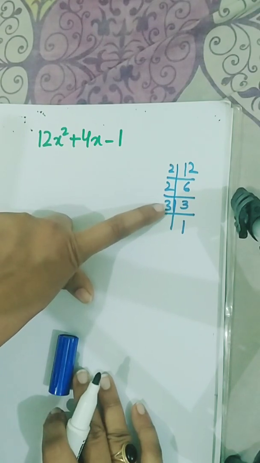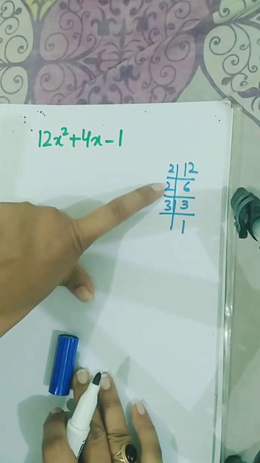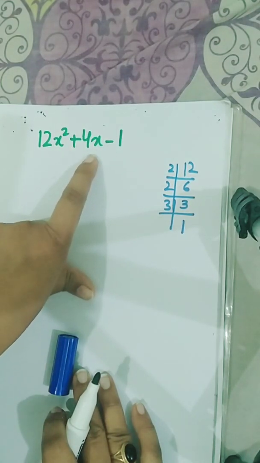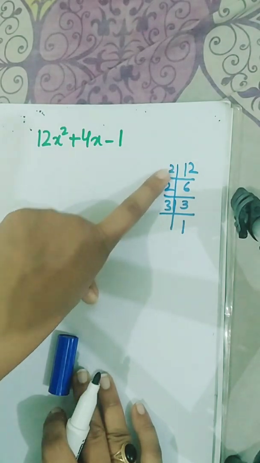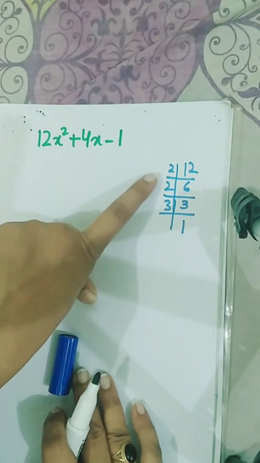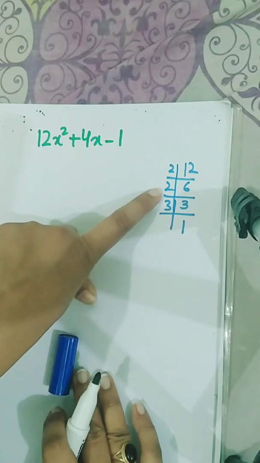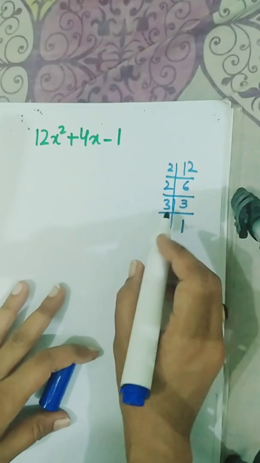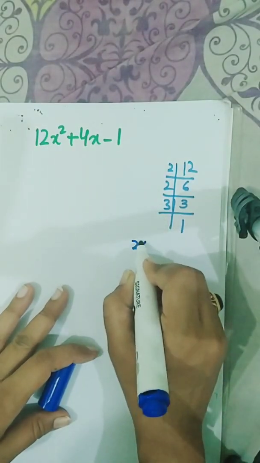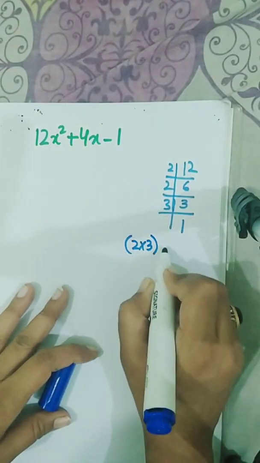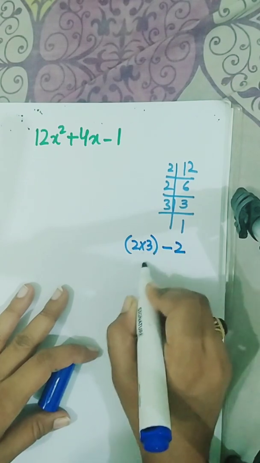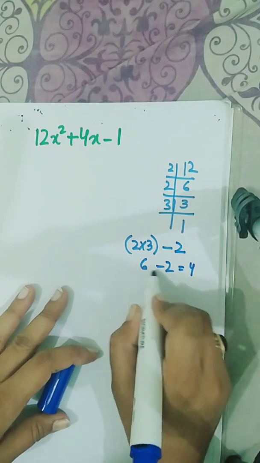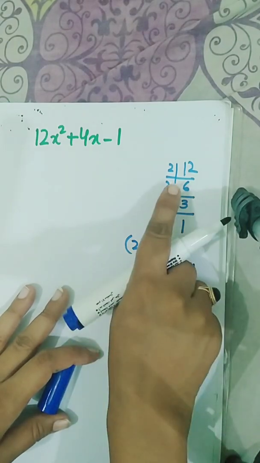I cannot leave this 3. Yes, fine, I want 4, but I need to use all these numbers to make 4. Right? So if I multiply 3 by 2, it will be 6. 6 minus 2 will be 4. Yes, so these are the correct factors. 2 into 3 will be 6 minus 2 equals 4. And I know that when I multiply these two numbers, it becomes 12.